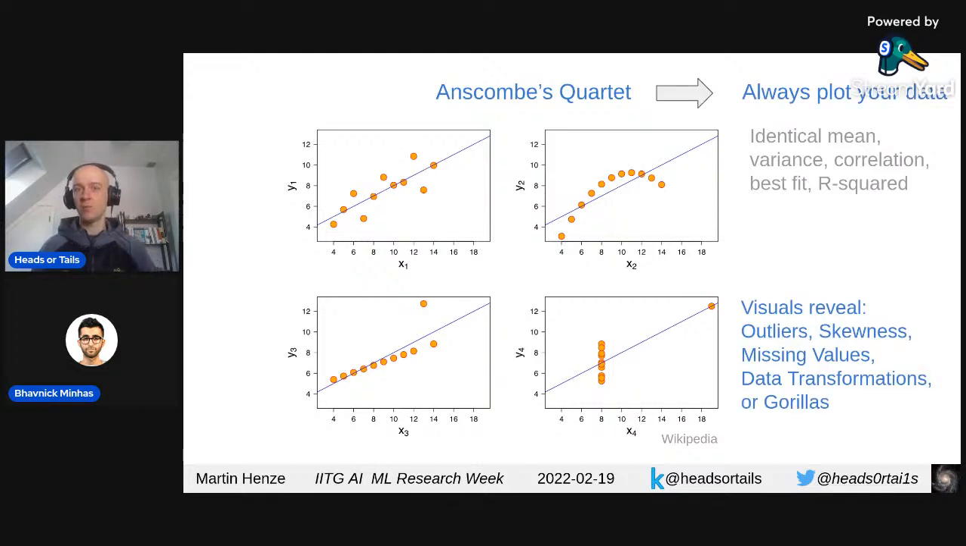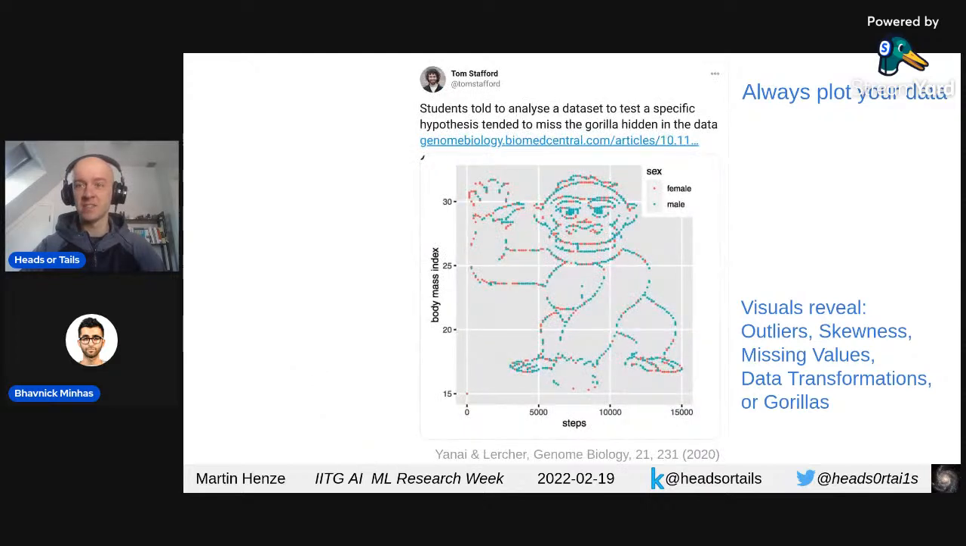If you're taking anything away from this talk, it is always plot your data, always look at your data, because data visualization will immediately reveal any features like outliers, skewness. You might already see some missing values. You get an idea about data transformations, and it will reveal gorillas in your data. So hang on, did he just say gorillas? What are gorillas? Well, sometimes there are cases like this.